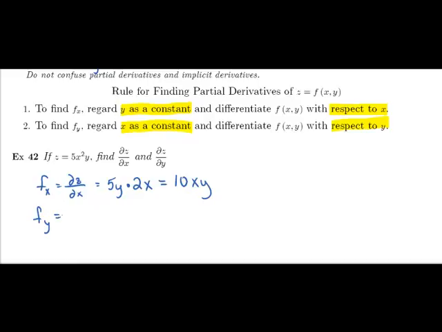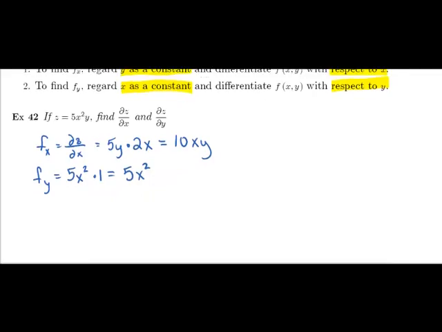Similarly, for f sub y, we're going to hold x constant, so we'll write that 5x squared down, and then the derivative of y is just 1, so we simply end up with 5x squared. So if we were to actually graph this function, we would see that our slope, or rate of change, is 10xy along the x plane.